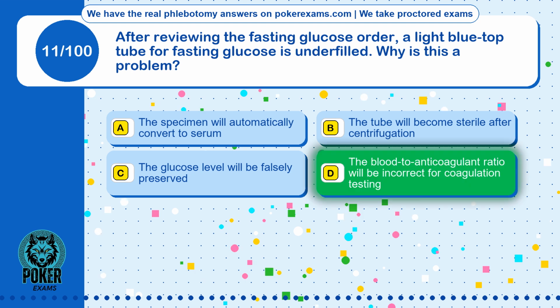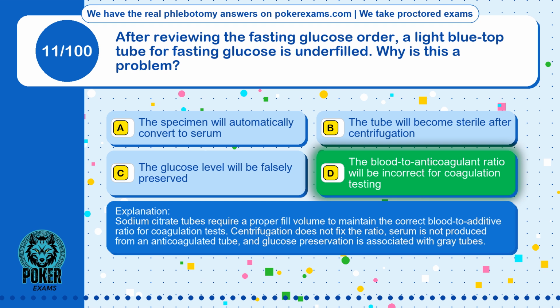The correct answer is option D. The blood to anticoagulant ratio will be incorrect for coagulation testing. Sodium citrate tubes require a proper fill volume to maintain the correct blood-to-additive ratio for coagulation tests. Centrifugation does not fix the ratio, serum is not produced from an anticoagulated tube, and glucose preservation is associated with gray tubes.